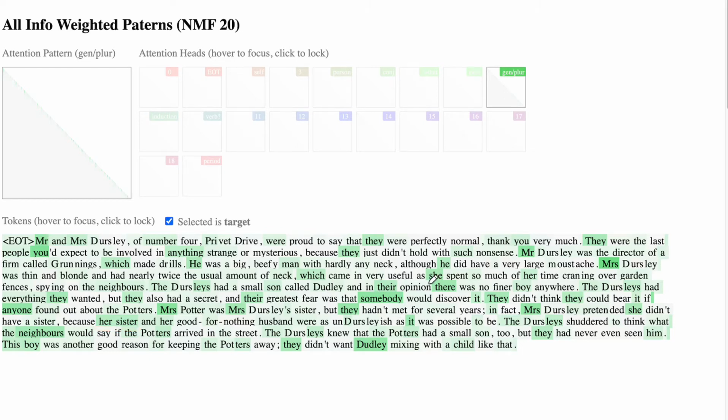Where is this? But the Lees and Dursleys implies plural, and we'll see this is super important because there's actually a fair amount of entropy in guessing. What is the right pronoun? What is the right plurality? What is the right conjugation of a verb? So attention heads like that and attention patterns like that are very common.